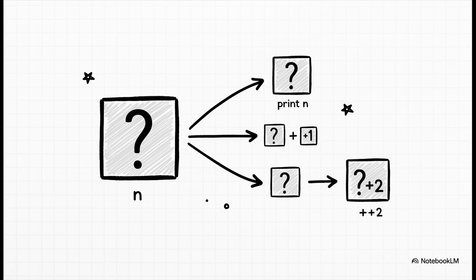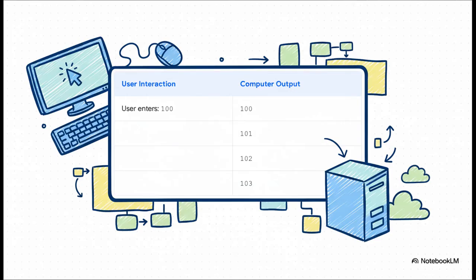The really cool thing is, the code itself has no idea what the number is. It just knows its job is to use whatever it finds inside of n. And here's what that looks like in practice. If you, the user, enter the number 100, the program prints out 100, 101, 102, and 103. But if you had entered, say, 5, it would have printed 5, 6, 7, and 8. The code itself never changes, but the output is totally dynamic, all because the variable's value came from you. That is what makes a program interactive.